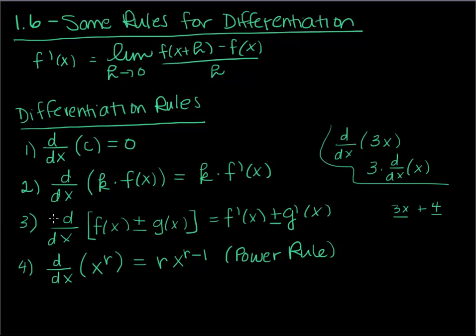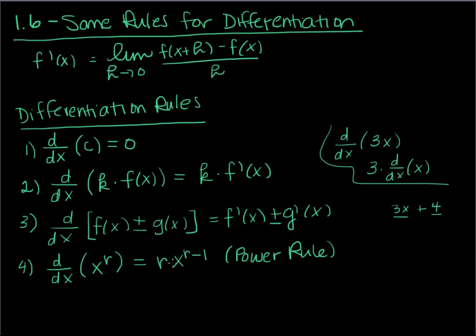Now, we will be using rules 3, 2, and 1 as well, but these won't be as obvious. They'll be used, but maybe you don't really realize that you're using them. So if I have x to the r, the power rule says I bring the exponent down in front and take 1 away, and that's the derivative.